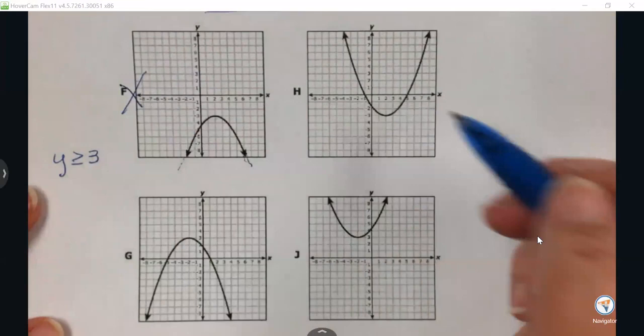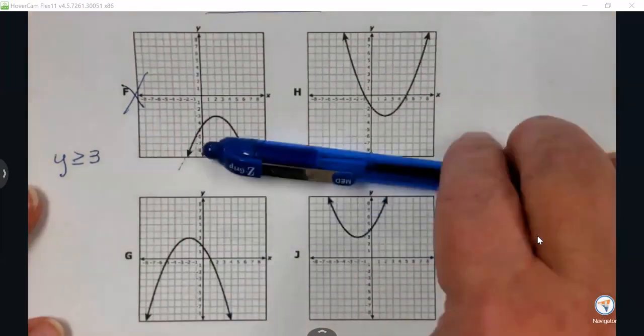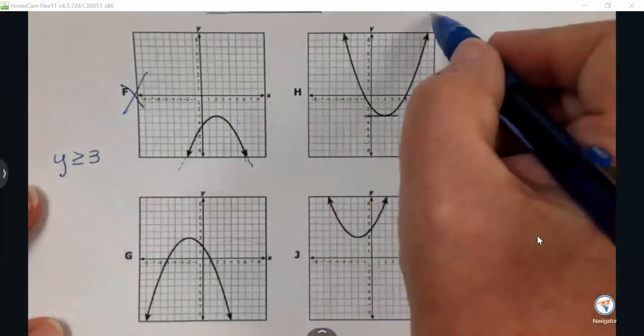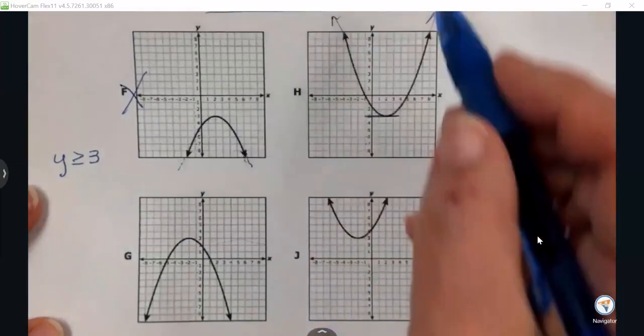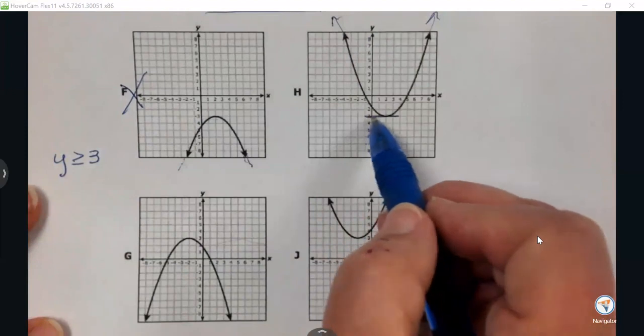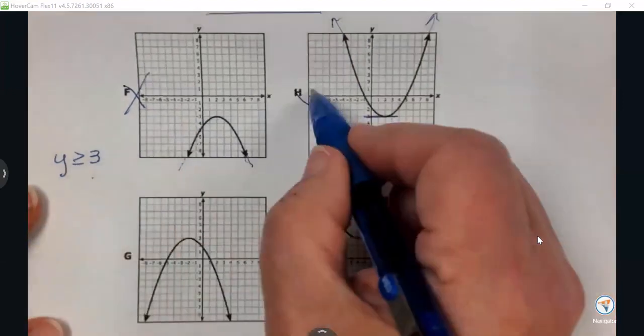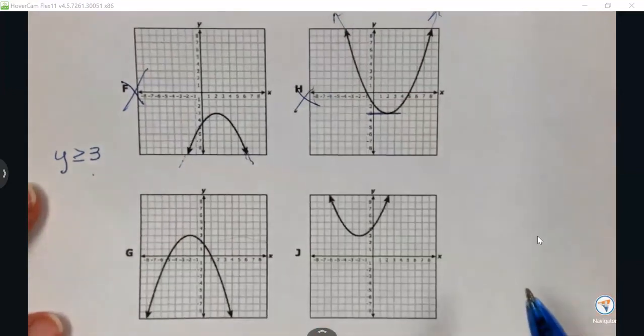Now this one goes up. So let's see. Our range starts here. It's where our graph starts, and it continues. So it is going to be greater than, but what number is this? This is at negative 3, and that's not what it asks. So that's not going to be the case. Same thing for G. This opens down. This is a less than. It's not a greater than.